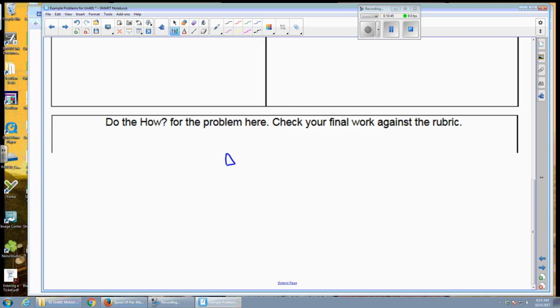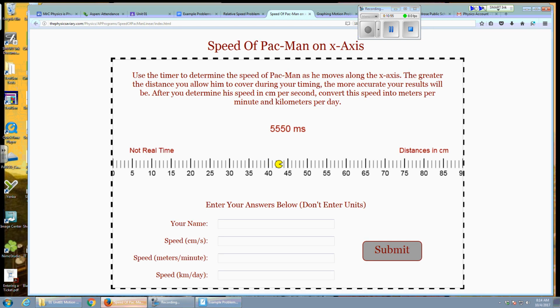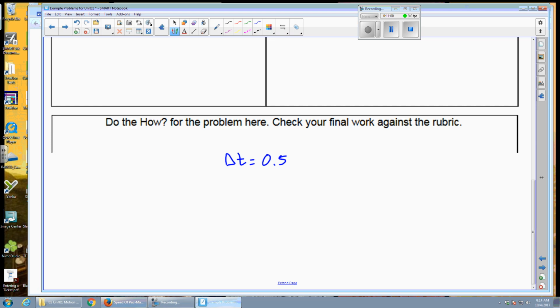So I'm saying his change in time was, wait a minute, I have to look at it again. No, so 3 places, 1, 2, 3, so that's 5.55 seconds. His distance traveled, get rid of the delta there, sorry, was 0.5 meters. I converted 50 centimeters in my head to meters.